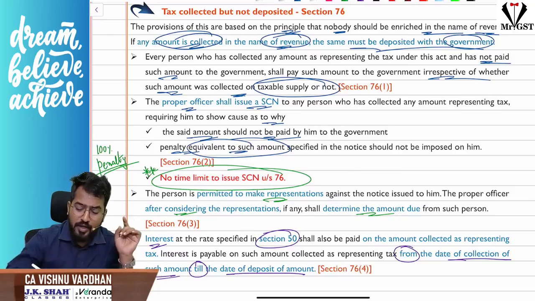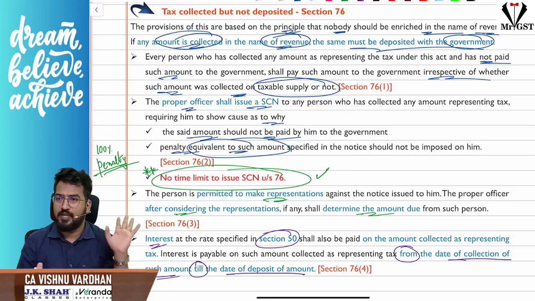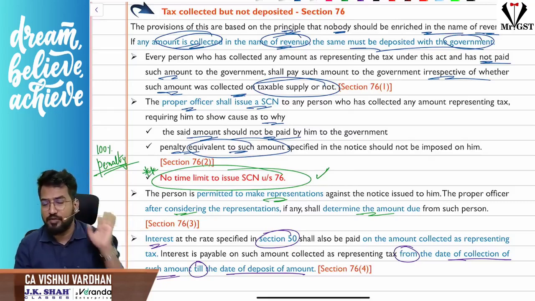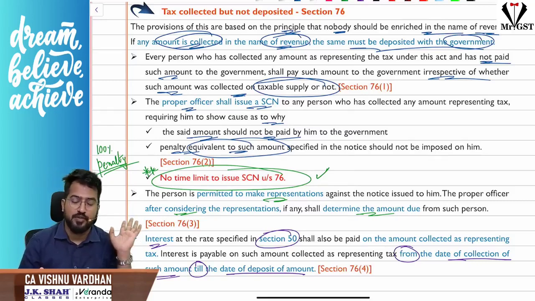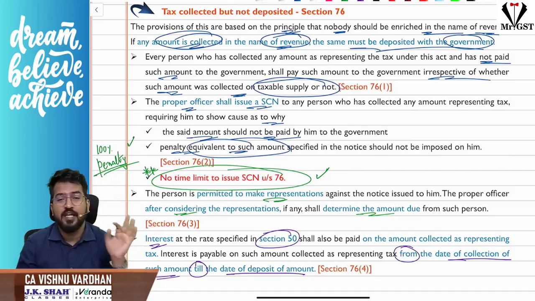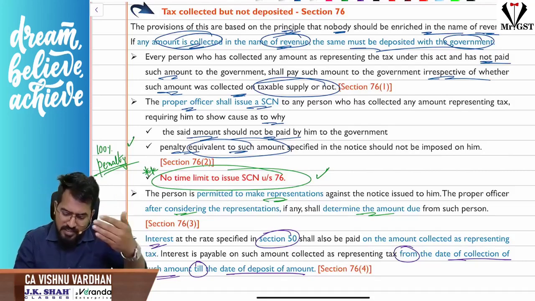The interesting point here is, if we are issuing a show cause notice under section 76, no time limit is applicable. Please be careful, no time limit is applicable for a show cause notice under section 76. Something is collected in the name of tax but you have not deposited it to the government, and the penalty is 100%. Okay, there is another interesting aspect, 100% penalty will be there. Suppose you want to make any representation, make the representation.